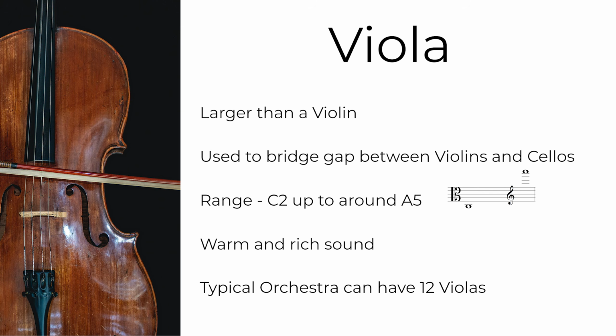Next we have the violas. These are slightly larger than the violins, and are typically used to bridge the gap between the violins and the cellos. The violas can go down an extra 5 notes to the C below middle C, or C2, right up to the A5 area, and are also the only instrument in the orchestra which makes use of the alto clef. They have a slightly warmer and richer sound, and a typical orchestra would normally have around 12 violas.